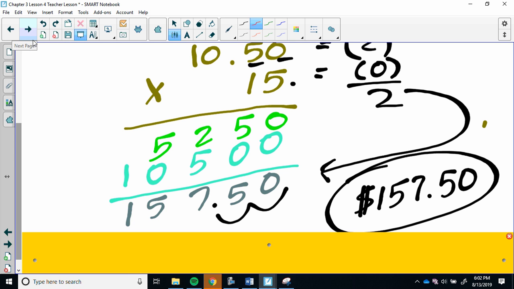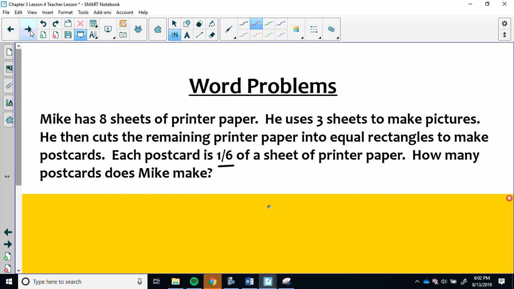$157.50. I will talk to their math teachers and see if we're going to let you use calculators on this problem or not, and then we'll get back to you. But plan on not being able to use a calculator.